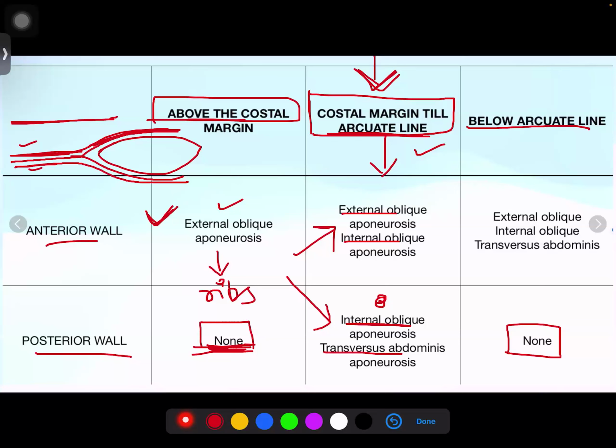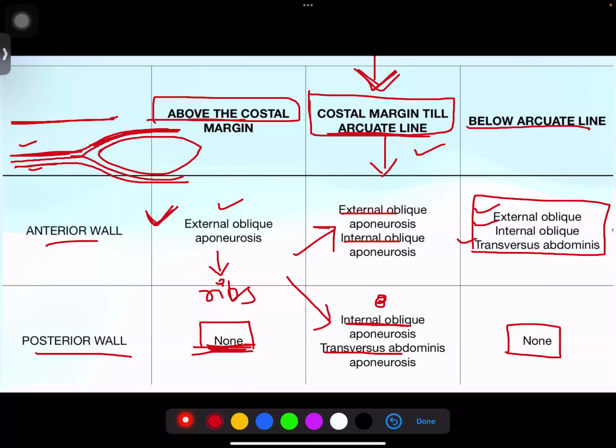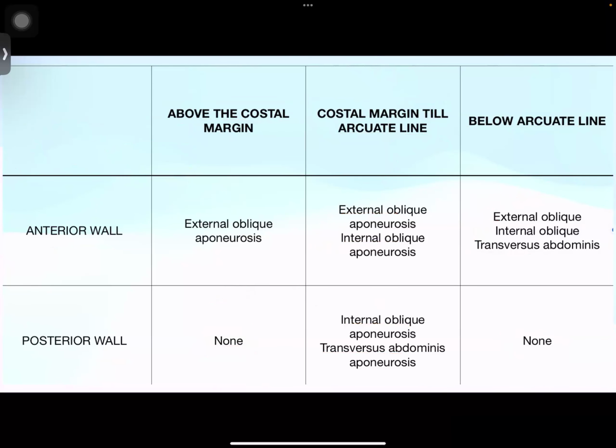Below the arcuate line, all three muscles, external, internal, and transverse abdominis, go anterior to the rectus muscle. So only the anterior wall is present, and again below the arcuate line there is no posterior wall. This is a very important topic for the exam. The rectus sheath is very important.